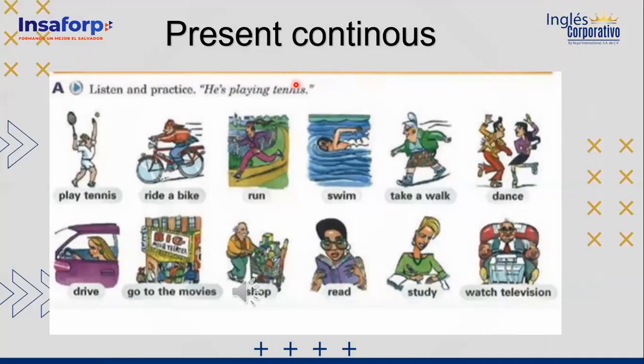Okay, now let's see. We are going to make sentences. Look at the picture and tell me, what are they doing? Number one, for example, what is he doing? ¿Cuál sería la oración? He's playing tennis. The next. He's riding a bike. Esa imagen me deja con duda, si es he or he. Yo digo que es he, teacher. He is riding a bike.